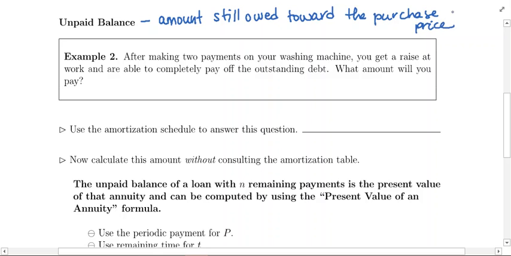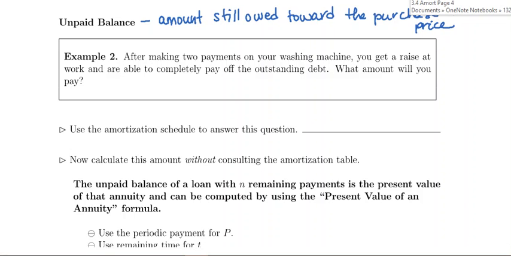All right, so in example 2, we're going back to the washing machine example. After making 2 payments on your washing machine, you get a raise at work and are able to completely pay off the outstanding debt. What amount will you pay? The first bullet point says, use the amortization schedule to answer this question. So remember what the question said: you've made 2 payments already, you get your raise, and you're able to completely pay off your debt. How much do you pay?